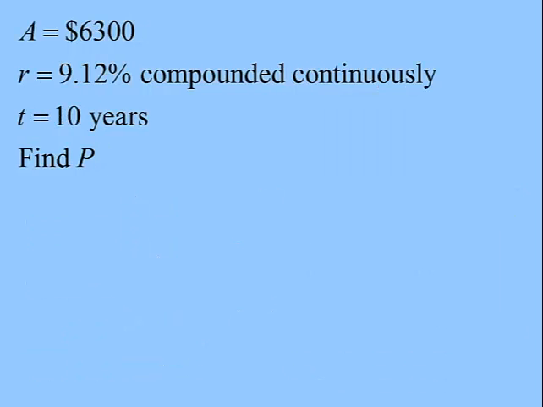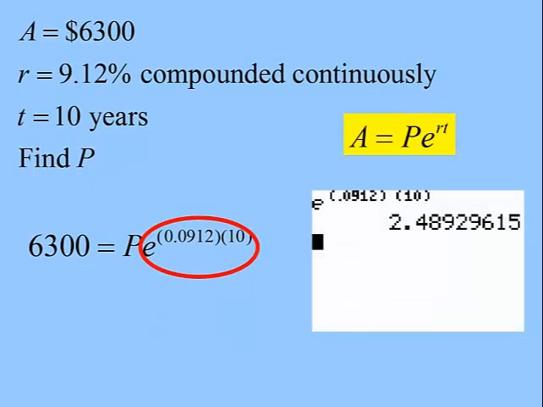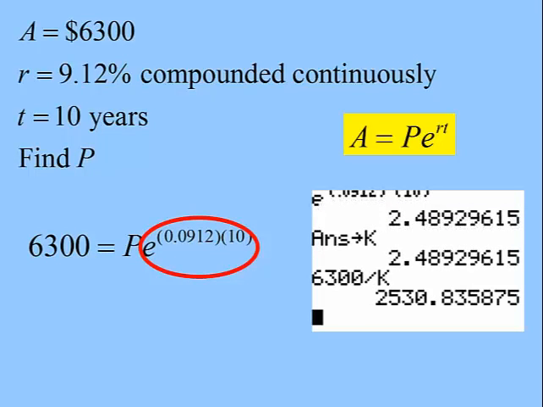And so here's another one. Again, same sort of question. Find P at continuous compound interest. Plugging everything in, we do this calculation, get a number, store that, and then divide 6,300 by that number. We can then round off to two decimal places, dollars and cents.